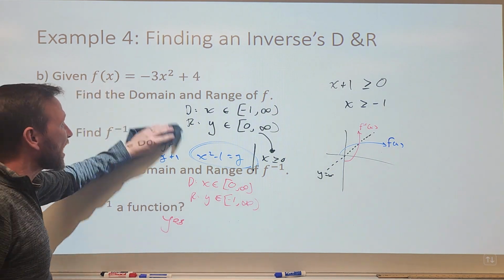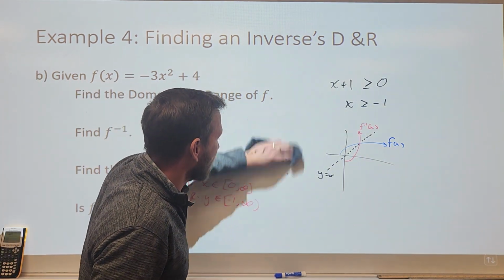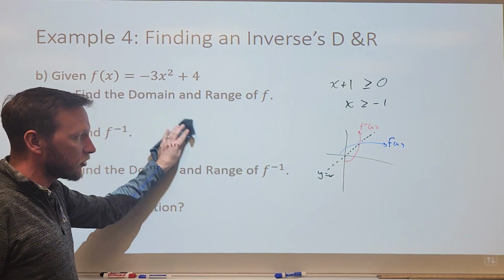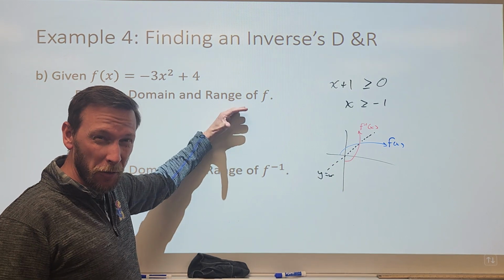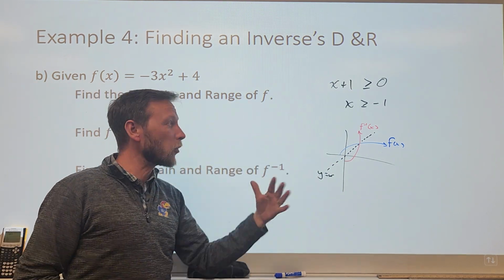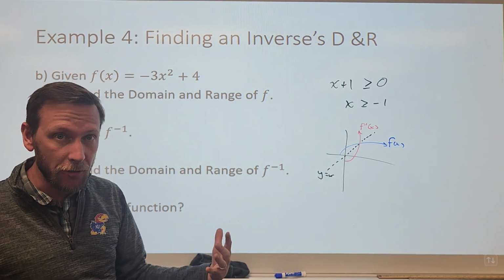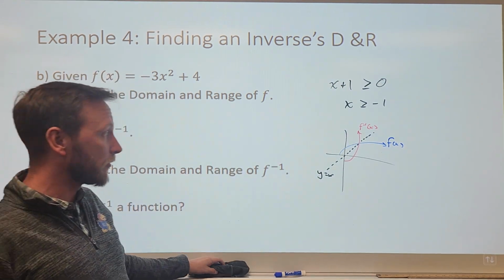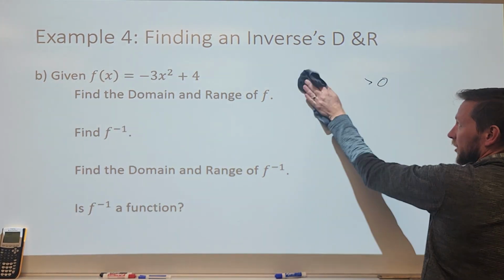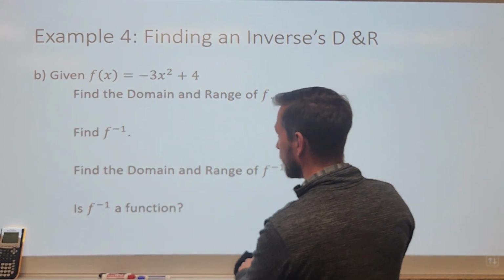All right, we can do the same thing with a quadratic that we then invert to a square root. The problem is that when we take an actual full parabola and we reflect it over the line y equals x, or we find the inverse, we're going to have a positive and negative square root, which means we're not going to have a function here. So, spoiler alert, this is not going to be a function when we find the inverse.